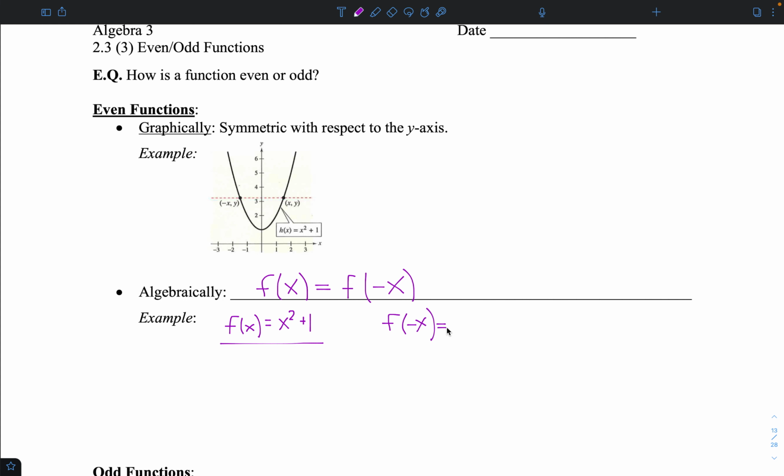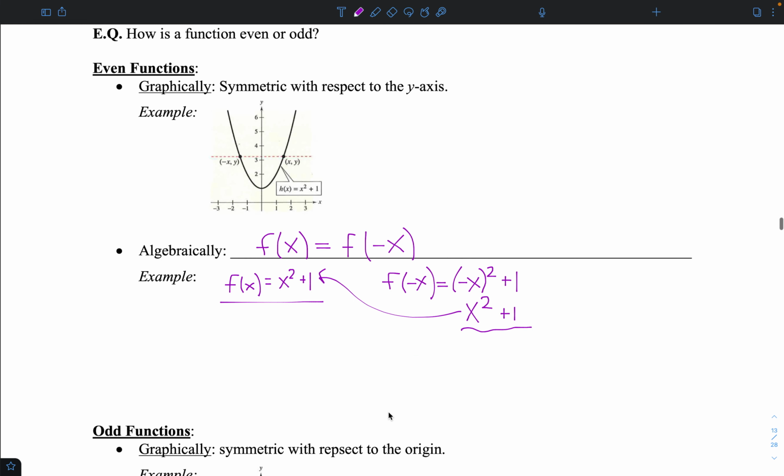Everywhere we see x, we replace it with negative x. So I have negative x, that whole quantity squared, plus 1. A negative 1 squared, because that's negative 1 times x, and negative 1 times negative 1 is a positive 1. So x squared, and I don't do anything with that plus 1. That's what I ended up with. Then we look at it and ask, do these two match? Yes, they do match. So that's why this function is even.